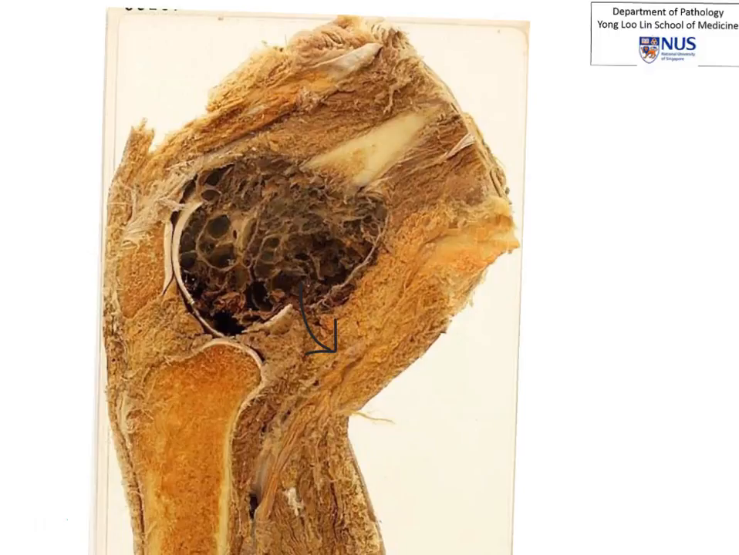On the cut surface, it's pretty hemorrhagic. It is dark brownish, and there appears to be some whitish, fibrous, streaky areas. This appearance is very classical for a giant cell tumor.